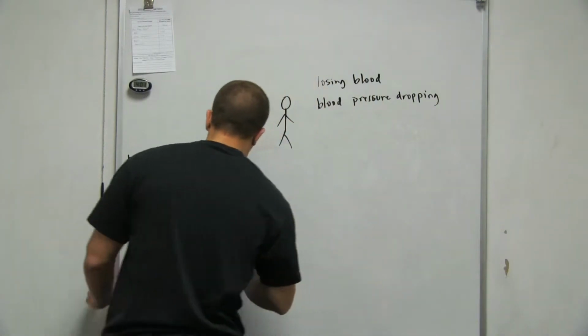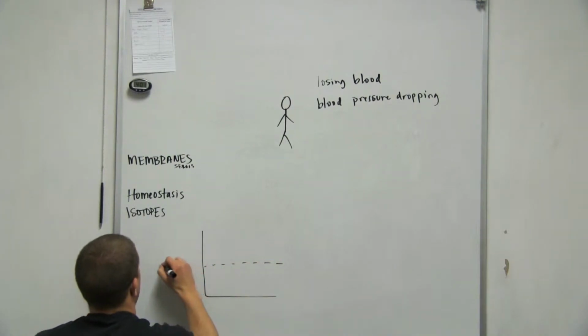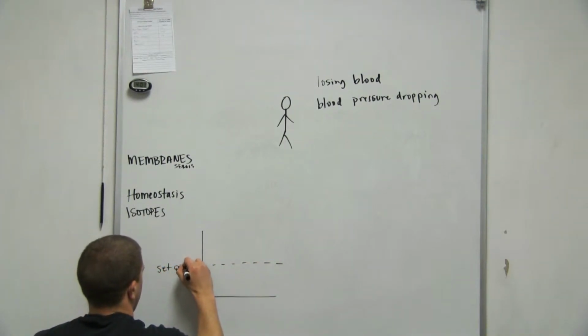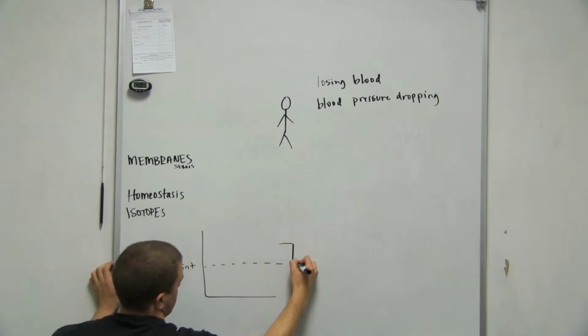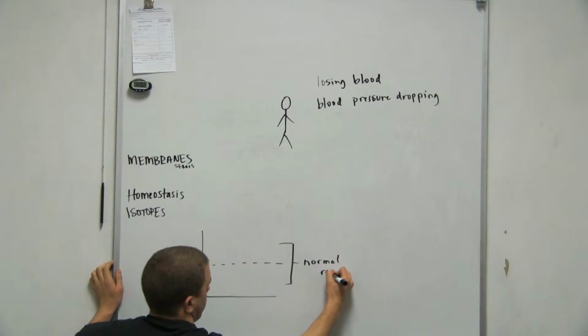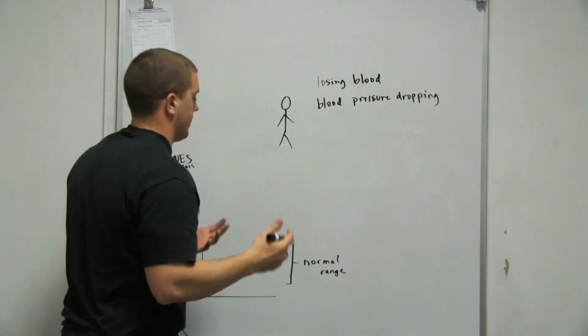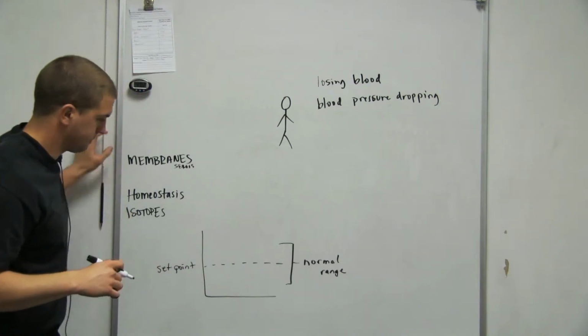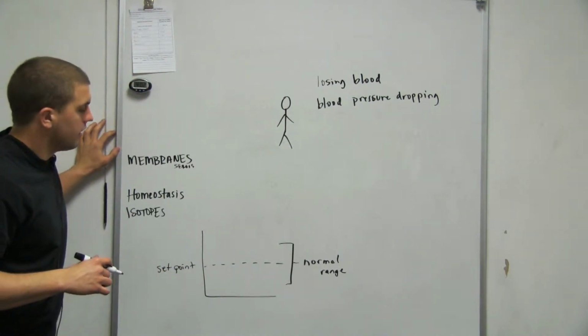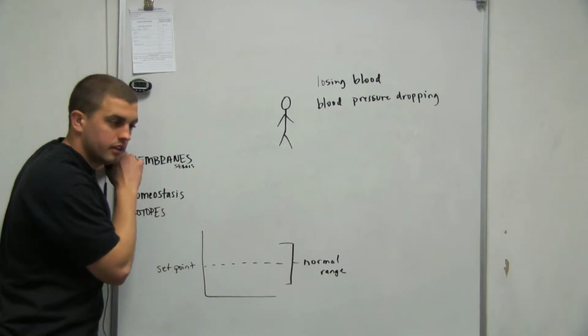Okay, and so here we have set point, right? It's the pressure that we want his body to be at. And it's okay if it fluctuates within normal range. His body's going to do that anyway when he exercises, when he rests, different things of that sort. So now we have this incident occur.